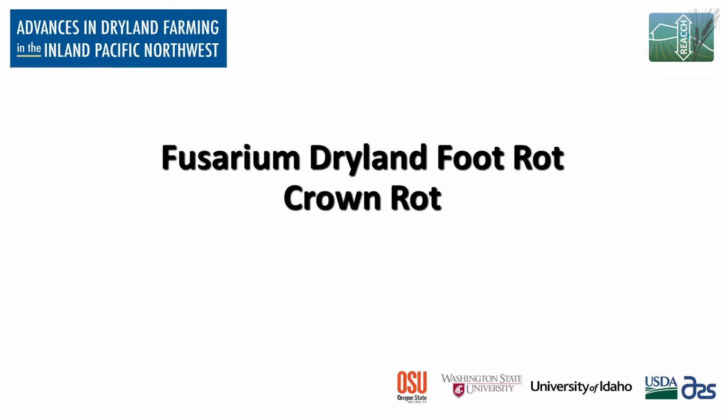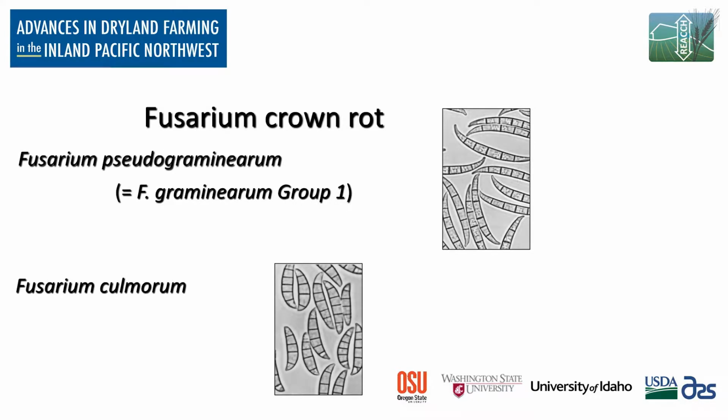Okay, now I'd like to talk about our second crown rot or foot rot, which sometimes people mistake them for, and this one's called Fusarium dryland foot rot, or also crown rot. And I like to call it Fusarium crown rot simply so that growers don't get mixed up with dryland foot rot and strawbreaker foot rot. So this is a disease caused by actually 2 different species of Fusarium, Fusarium pseudograminearum and Fusarium culmorum.